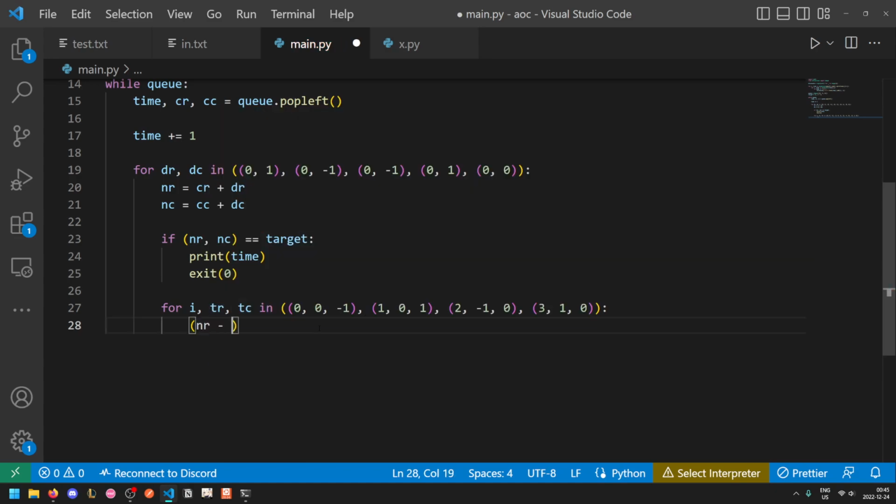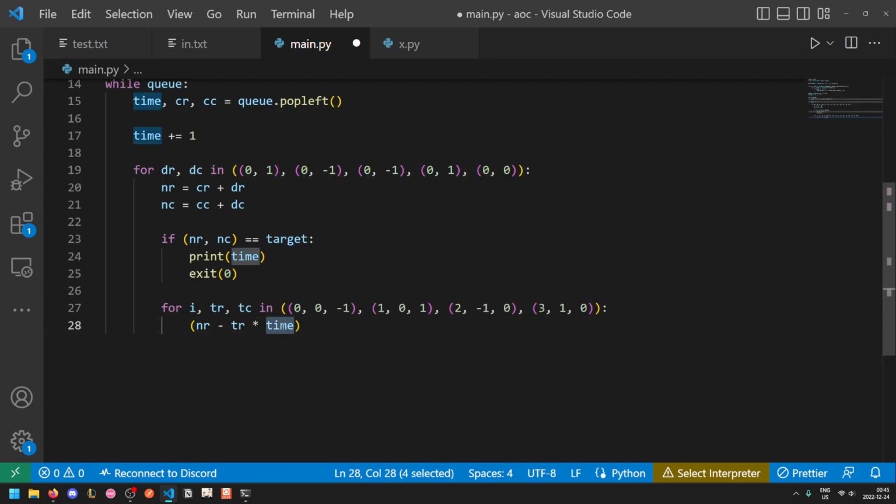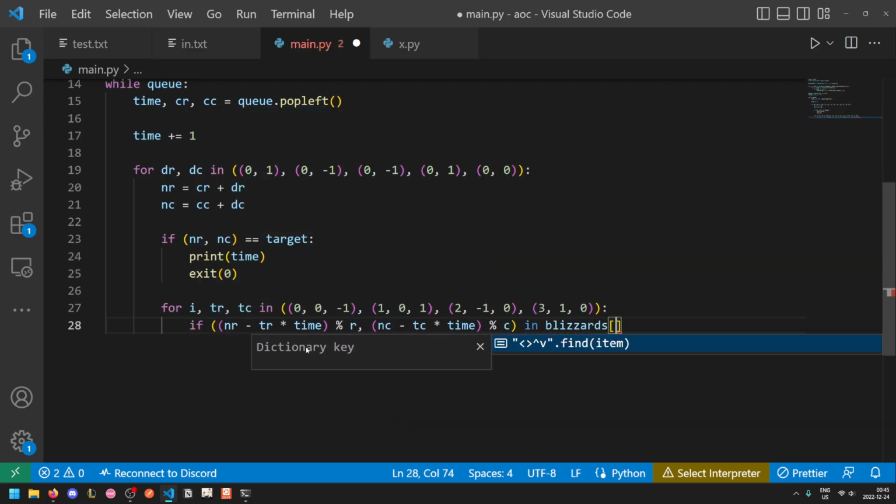So that would be NR minus TR times the amount of time. And this time variable here needs to be the time of the next state, which is why I added 1 to it here to avoid needing to do the +1 here. And we do the same NC minus TC times time. Now we just need to take these and wrap them over the number of rows and the number of columns. And if this state is in the blizzard set of that direction of blizzards, then we break.